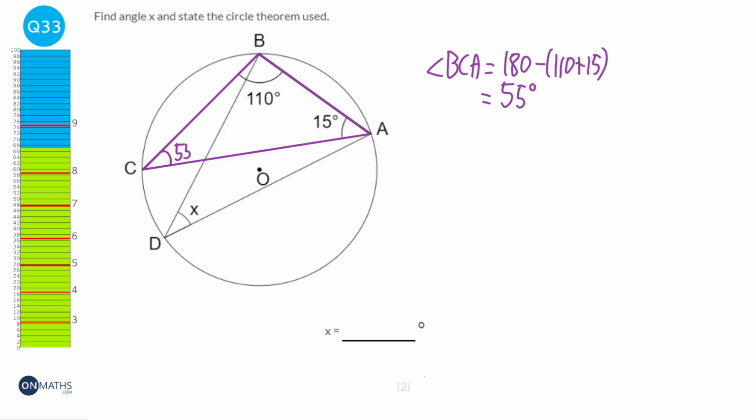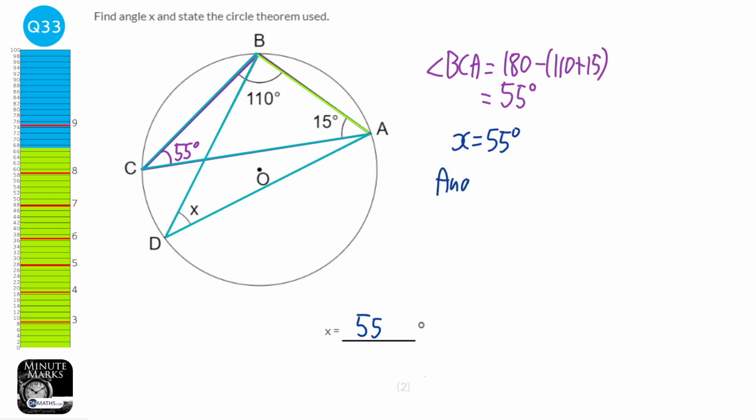So this is 55 degrees, and the circle theorem says that when you have two angles coming from the same chord, so this angle and this angle are both coming from this chord here, they are going to be equal. So we know that x is going to equal 55, and that will be our answer. But you must write down the reason. And the reason is angles from same chord are equal.